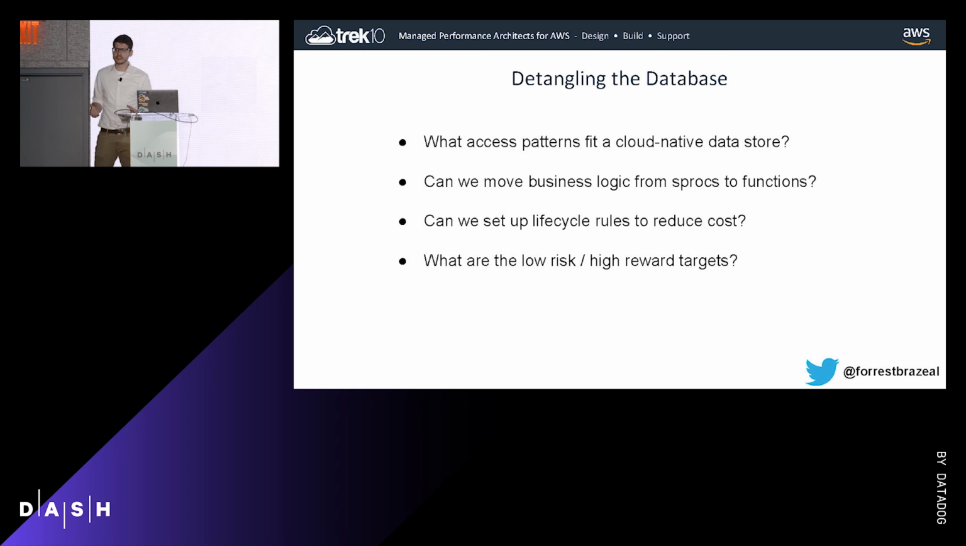Can you move any business logic from SPROCs, stored procedures, to something like Lambda functions? There's a lot of businesses that have a couple stored procedures that are secretly running most of their business logic. And of course, those tend to be very tightly coupled to the database platform and the database version. They're not very portable.